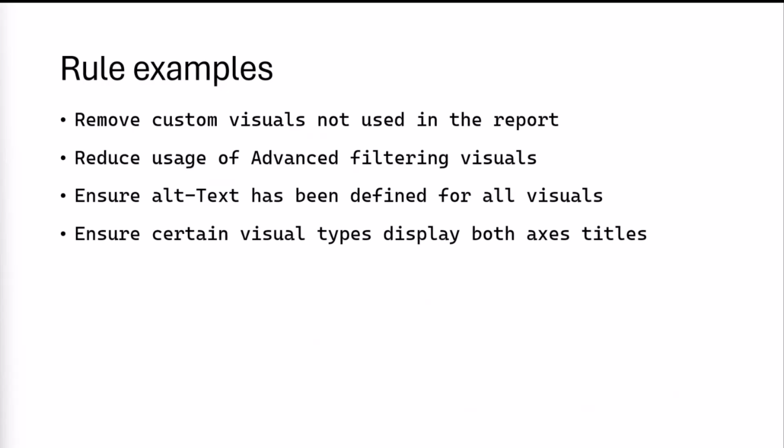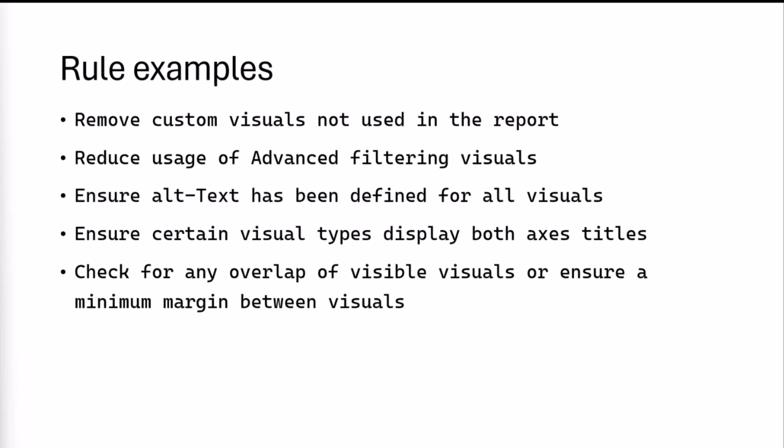Okay. So ensure certain visual types have both axis titles. That's like a consistency rule, right? For your scatter chart, have both axis titles displayed, and maybe for bar charts, etc. Because it's quite easy just to toggle it off and then forget about it, and you don't have a title, for example.